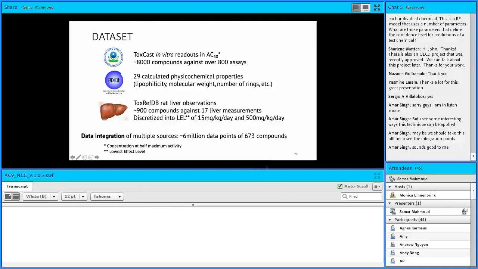And the reason we did that, we wanted to compare whether we would see variable biological space of the compounds that are toxic at a potent level, with those that are less potent, or whether we would see a variability in the chemical features.